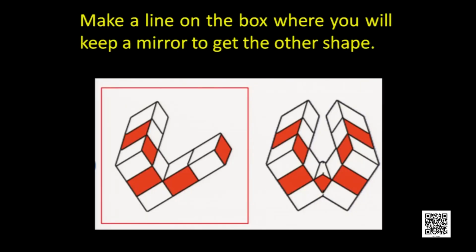Now, 3D shape. In earlier cases, we discussed 2D shapes, the picture of a dog. Now, we are moving to 3D shapes, boxes are there. Now, make a line on the box where you will keep a mirror to get the other shape. Now, I have to make a line where I will keep the mirror, so that I will get this image. So, where I have to keep it?